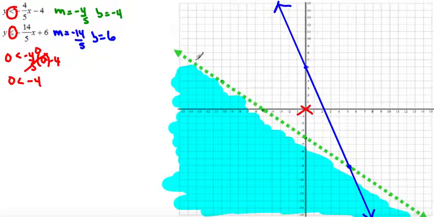And then I have to figure out which way I shade. So plug in the 0, 0 point. So if 0 is less than or equal to -14/5 times 0 plus 6. So -14/5 times 0 is just 0. So if 0 is less than or equal to 6, and that is true, 0 is less than or equal to 6. So I'm shading the 0, 0 point, and so everything to the left of the blue line.